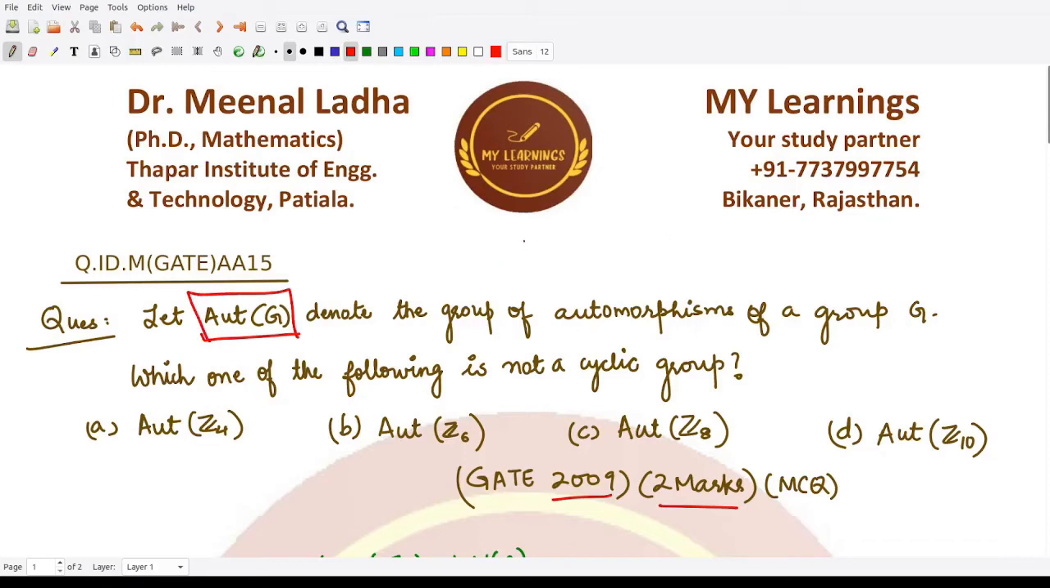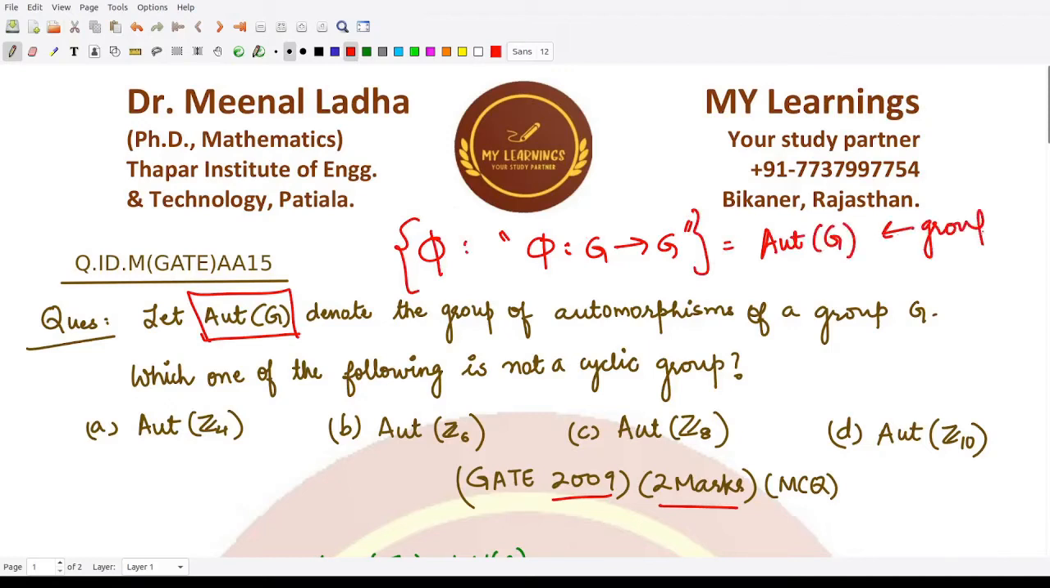So that means we have some mapping phi from the group G to the group G. All such mappings of this kind which are contained within some set, we call that set the automorphism of the group G, and this is a group of automorphisms. This itself is a group. We have proved this thing, correct?